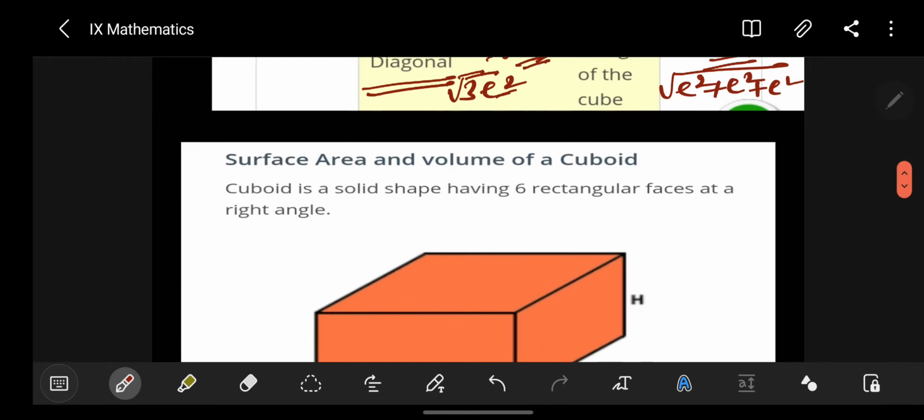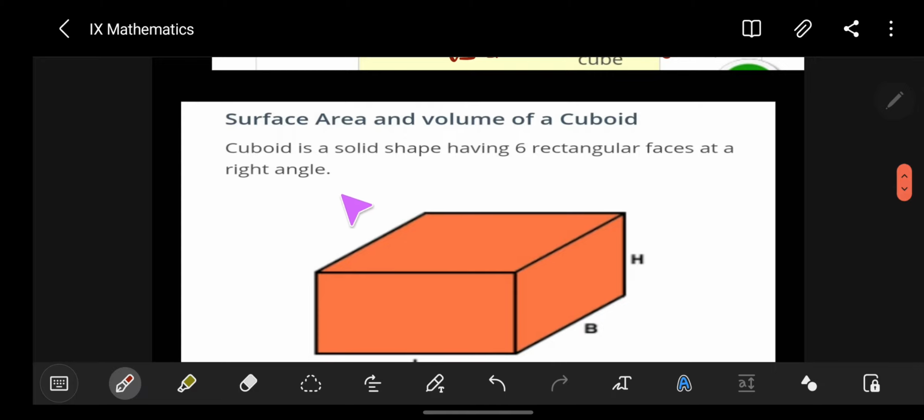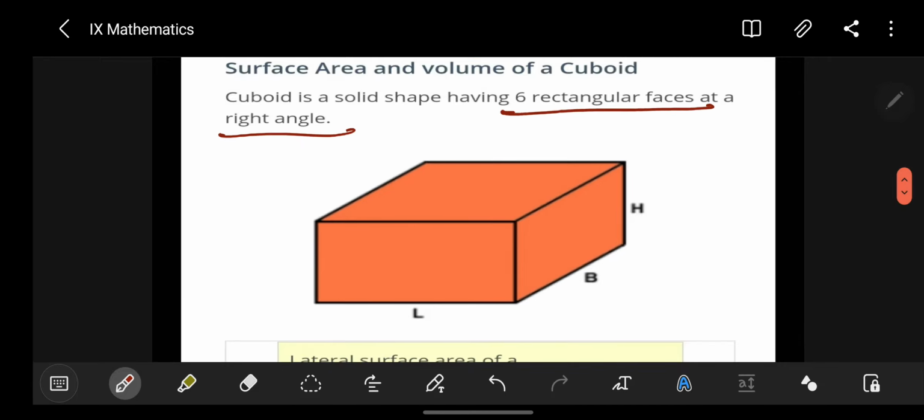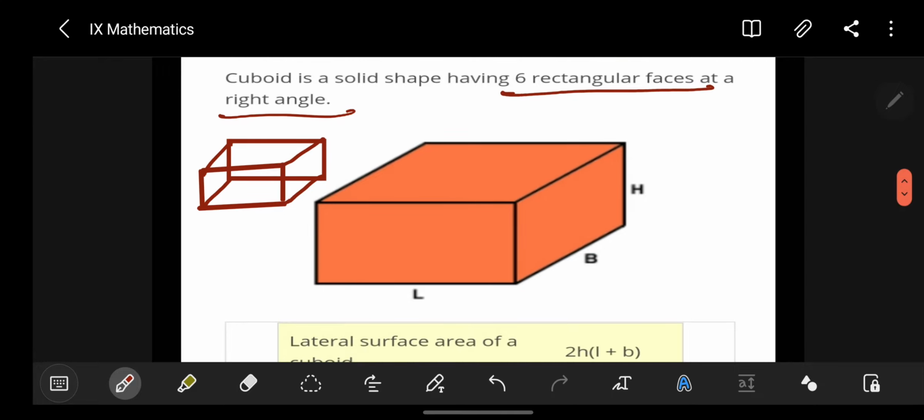Surface area and volume of a cuboid. A cuboid is a solid shape having 6 rectangular faces at right angles. Look at the figure here. For more clarity, let me draw the figure for you. Two rectangles, and joining the vertices here, it gives you the cuboid. So a cuboid is simply the structure of a room where it has 4 walls and 1 ceiling, and another is the bottom, that is the floor.